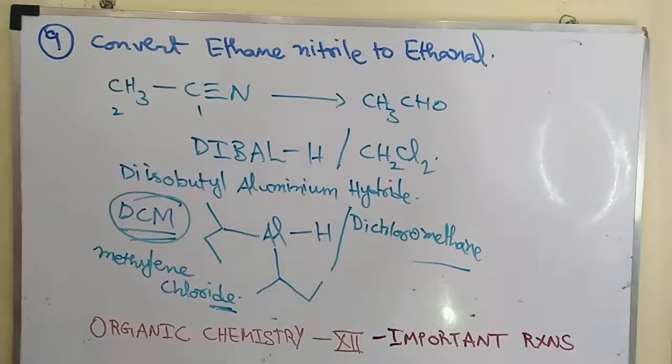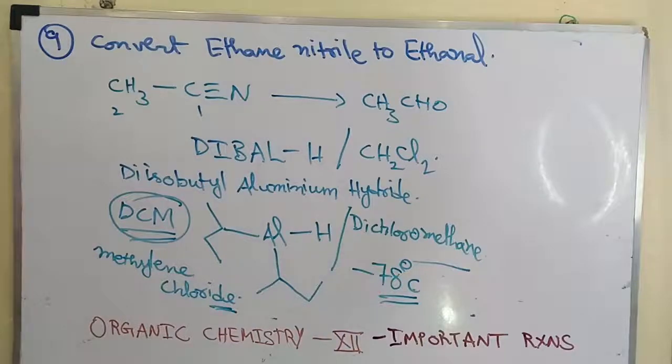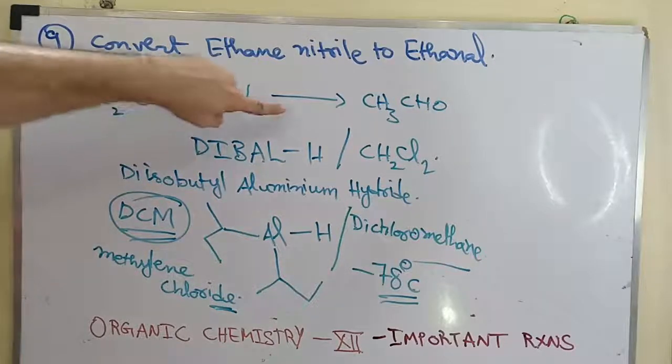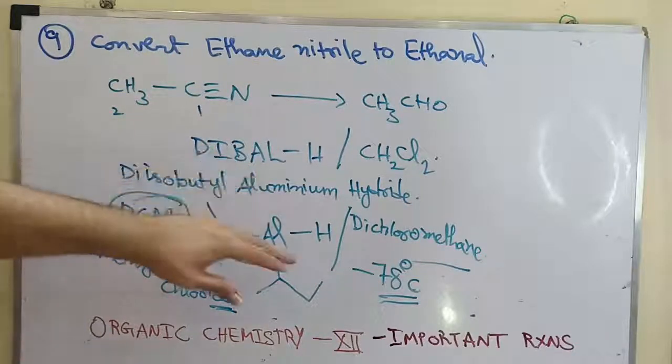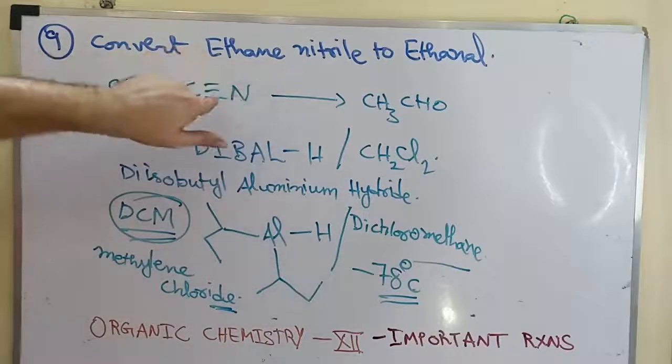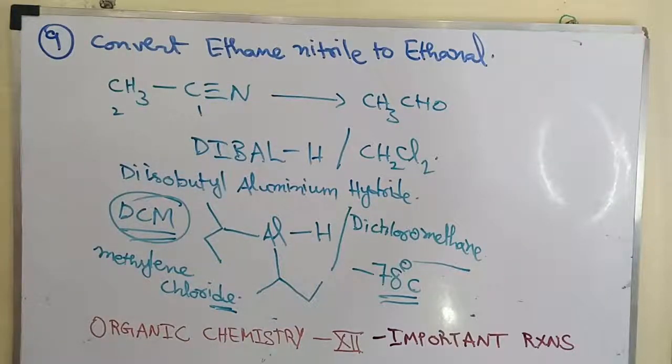Along with this combination, we have to keep it at minus 78 degrees centigrade. Otherwise, the reaction will be violent. And this DIBAL-H is a very powerful reducing agent. It can reduce the aldehyde further to alcohol. That is the reason we need to keep it at minus 78 degrees centigrade, and hence this arrow contains all these things, that is DIBAL-H, dichloromethane mixture at minus 78 degrees centigrade. When you keep it, the ethane nitrile is converted to ethanal. This is the reaction. Let's move on to the next question.